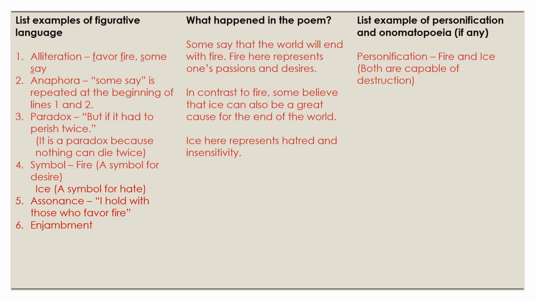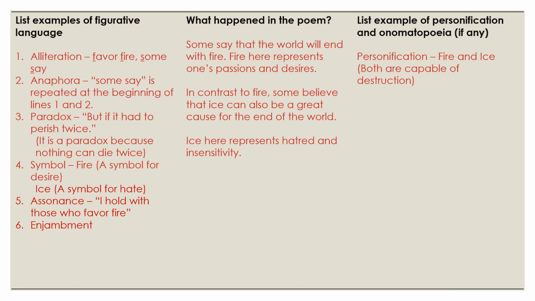Now, we have also the poetic devices in the poem, and here we have the list of examples of figurative language. The first poetic device that we find in the poem is alliteration: "Favor fire, some say." Then the next poetic device is anaphora. "Some say" is repeated at the beginning of lines 1 and 2. The third one is paradox. When the poet says in the second stanza, "but if it had to perish twice," it is a paradox because nothing can die twice.